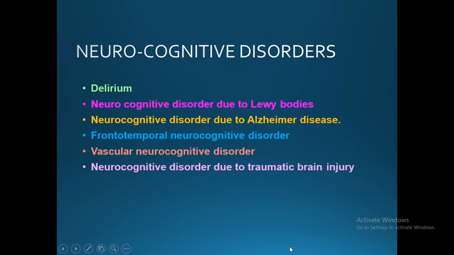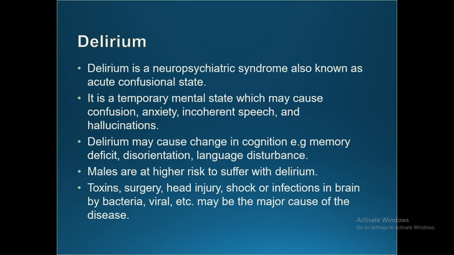Right. Now, the main topic of the presentation, neurocognitive disorders. We have a few types of disorders to discuss. What are those? First, delirium, then neurocognitive disorder due to Lewy bodies, then disorders due to Alzheimer's disease, then frontotemporal neurocognitive disorder, then vascular neurocognitive disorder, and disorder due to traumatic brain injury. Right, so let's move on.